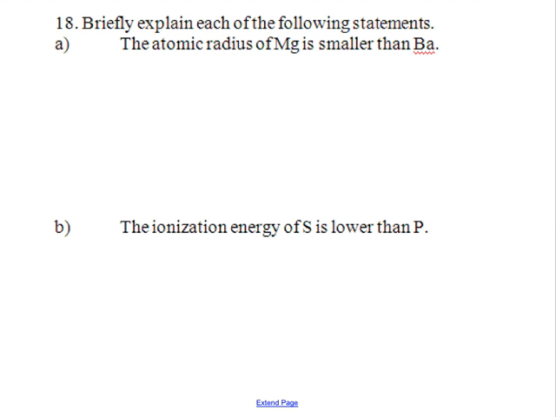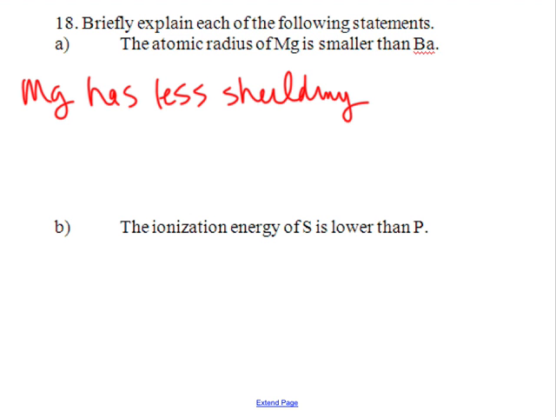Briefly explain each of the following statements. The atomic radius of Mg is smaller than Ba. Mg, and I want you to answer the question from the perspective of the one they're talking about. Don't start talking about Ba. Let's talk about Mg. Mg what? Mg has less shielding. That would be a perfect answer. You could say Mg has less shielding, Mg has less energy levels. Either one of those is fine.